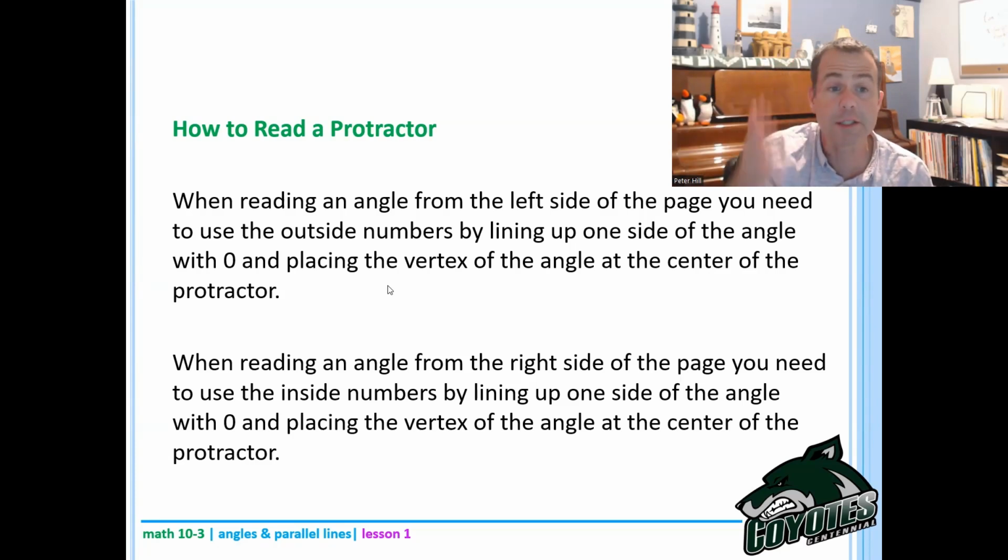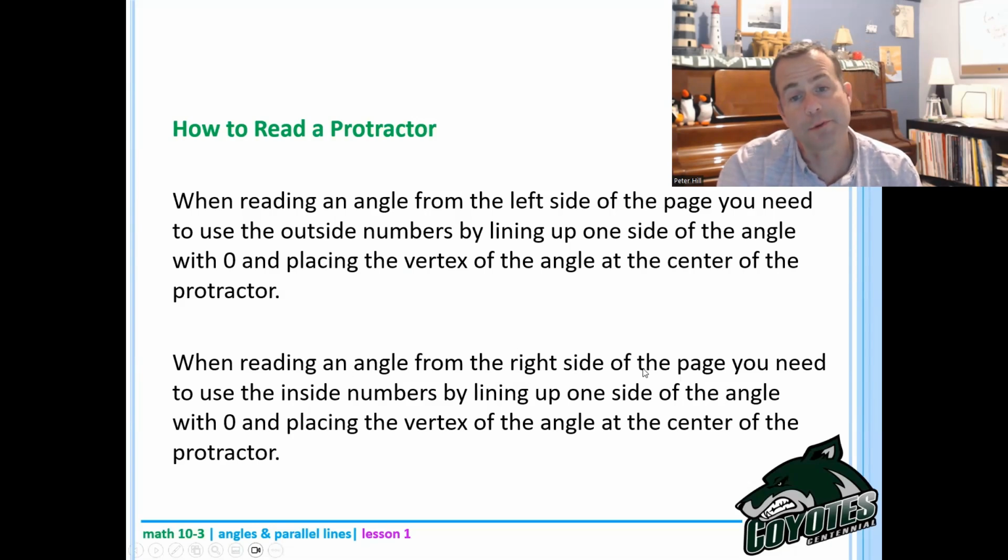But it's really, really important that you don't start reading an angle until you have your protractor exactly where you want it, okay? When reading an angle from the left side of the page, you need to use the outside numbers by lining up one side of the angle with 0 and placing the vertex of the angle at the center. When reading an angle from the right side, you're using the inside numbers.